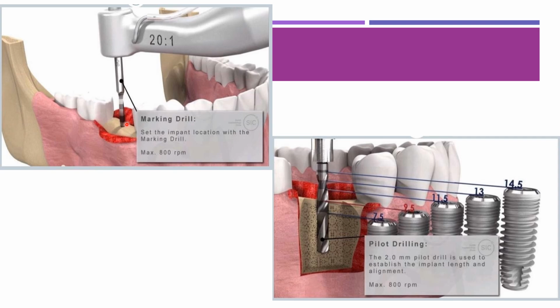Then you will be continuing with a series of drills. You can see that after the initial drill, you will be going with a series of drills that are used to prepare the osteotomy site precisely and incrementally for the implant. They are available in varying depths, and they are differentiated with different color codes as well. That is also different in different systems.